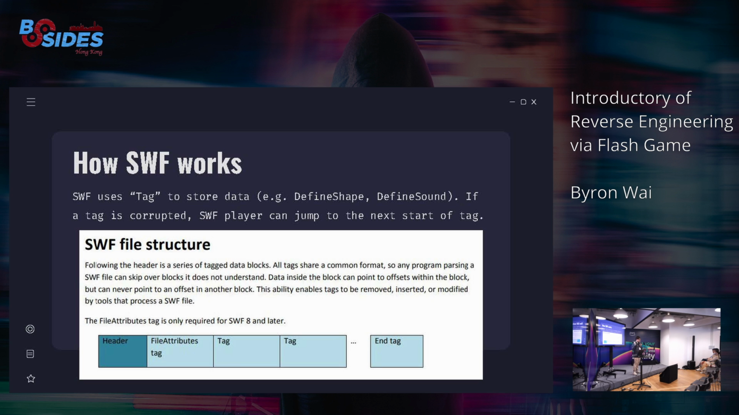And one plus sign is, if one tag is corrupted, the Flash player will know which is the next starting tag. So it will jump to another tag and try to continue the execution. So even if one tag is corrupted, the file will be good to go.